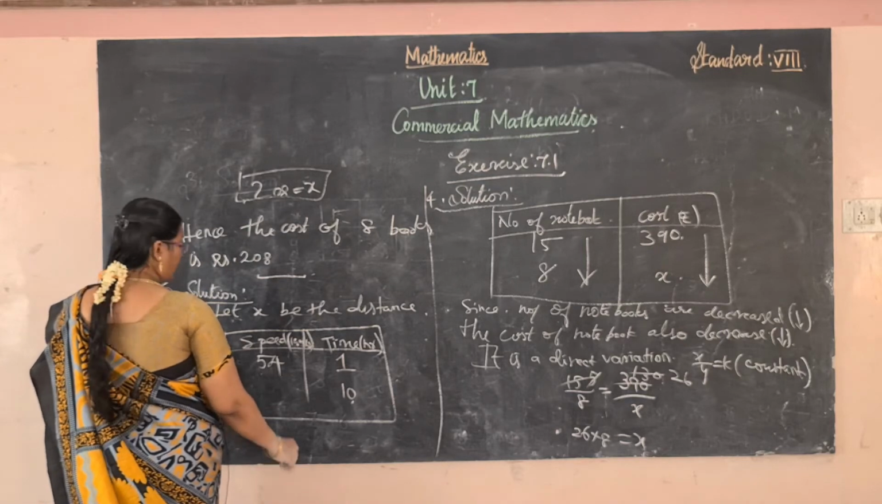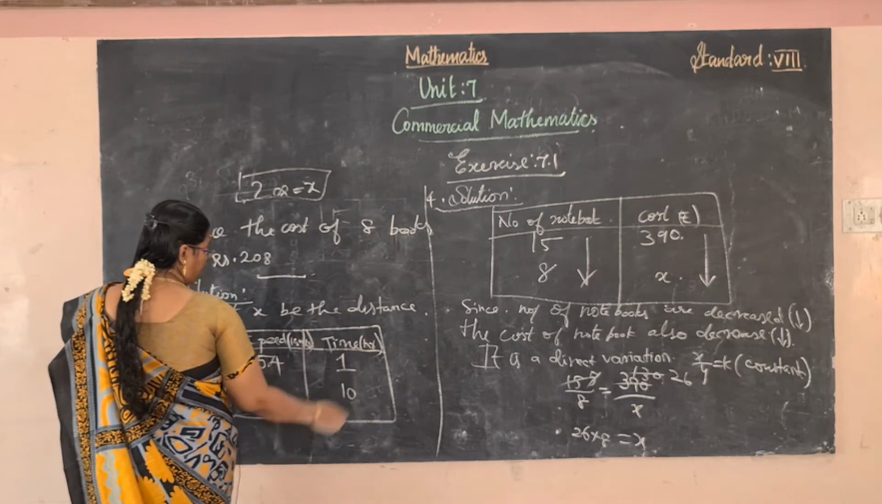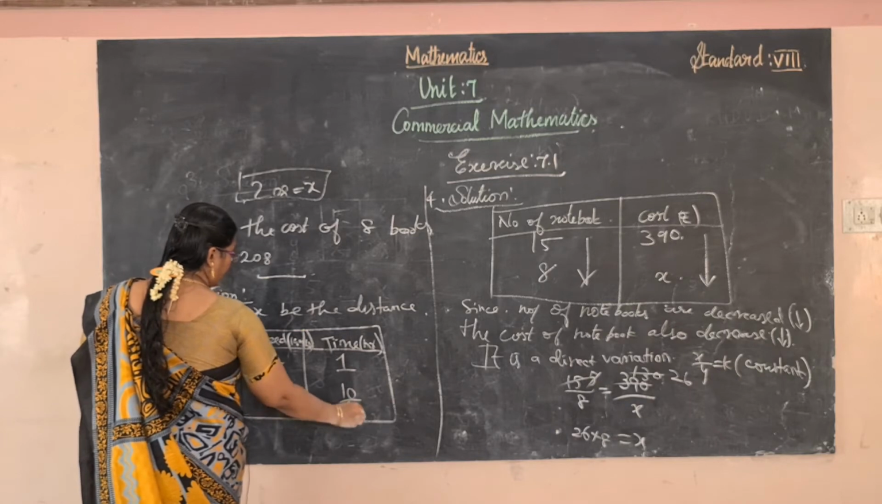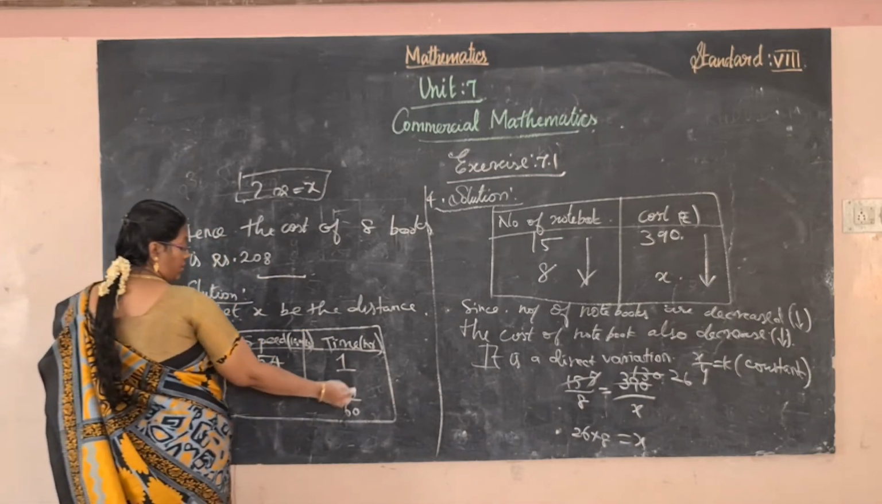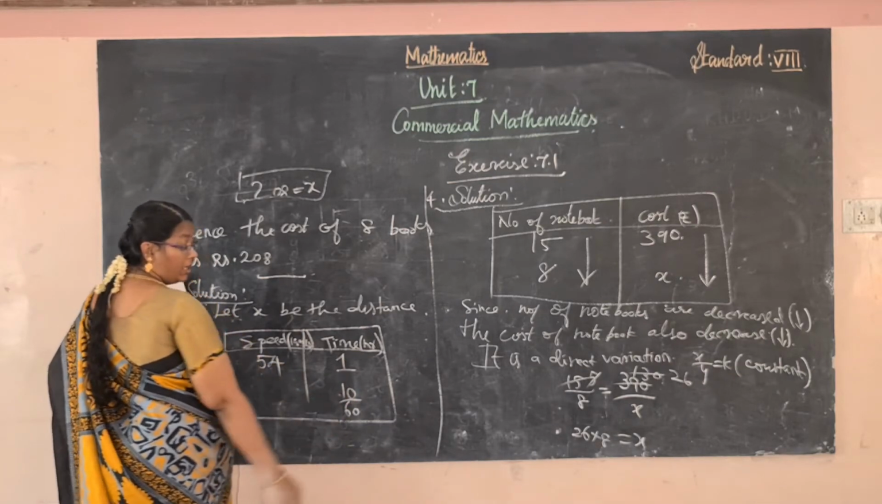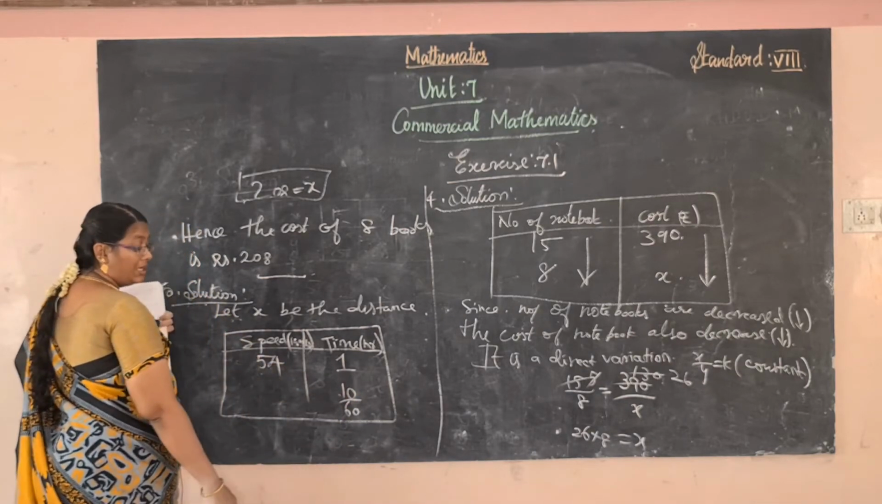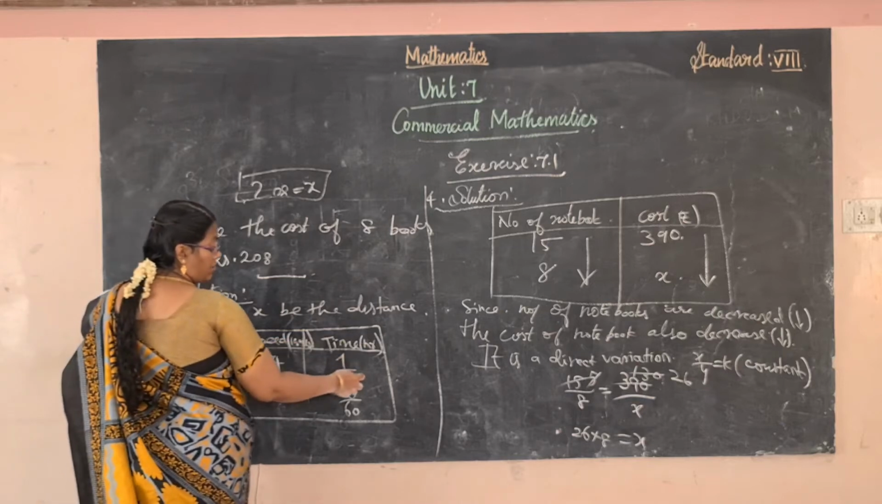10 minutes. Here hours is given, so you have to write 10 out of 60 minutes. Why do you divide by 60? Because here it is written in hours.